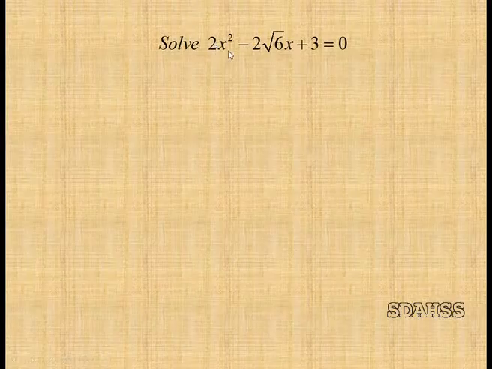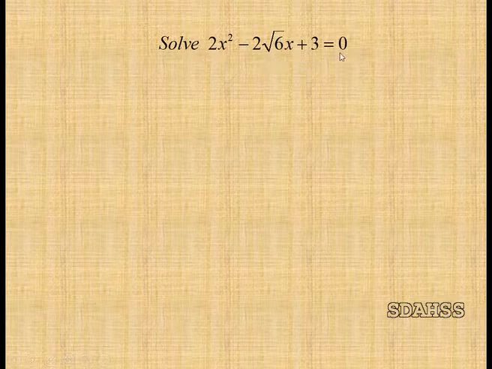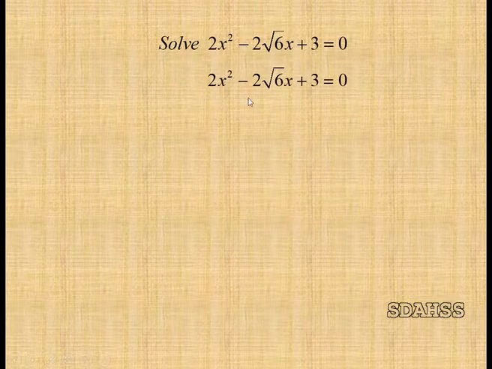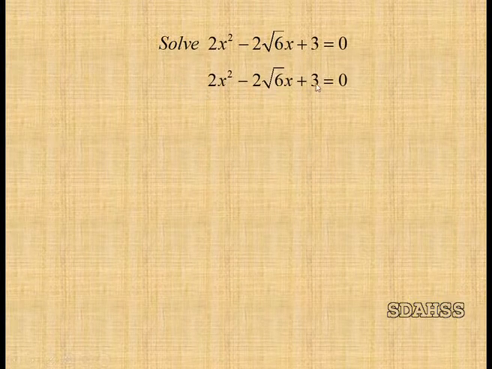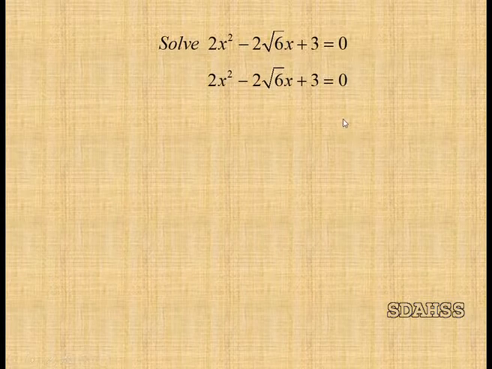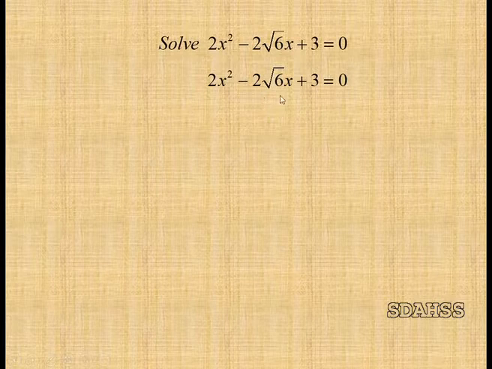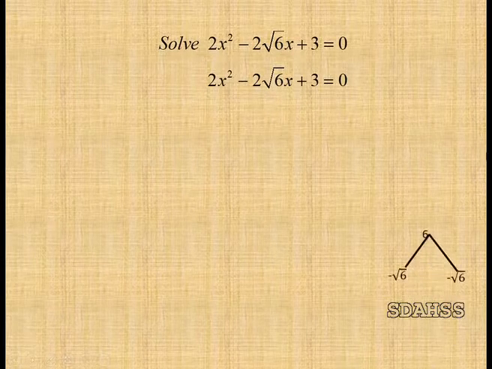Solve 2x² − 2√6x + 3 = 0 using the factorization method. Here the sum is −2√6 and the product is 6.